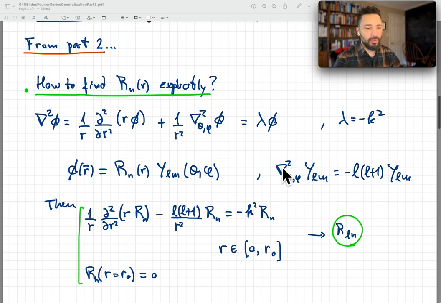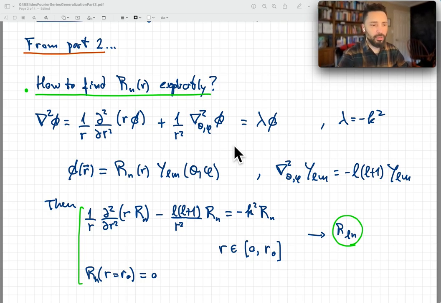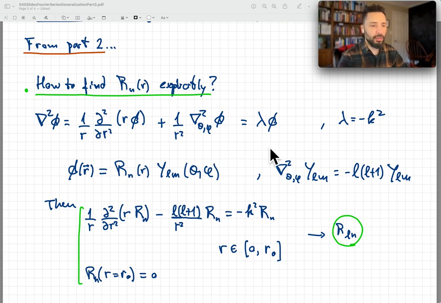And these spherical harmonics are objects that we haven't discussed too much in these videos. But we'll probably do a future video with more information on that. What you need to know right now is these are functions that depend on theta and phi, these spherical coordinates in 3 dimensions. And when you apply that angular part of the Laplacian, you get minus L times L plus 1 times the same function. So they're eigenfunctions of this angular part of the Laplacian.